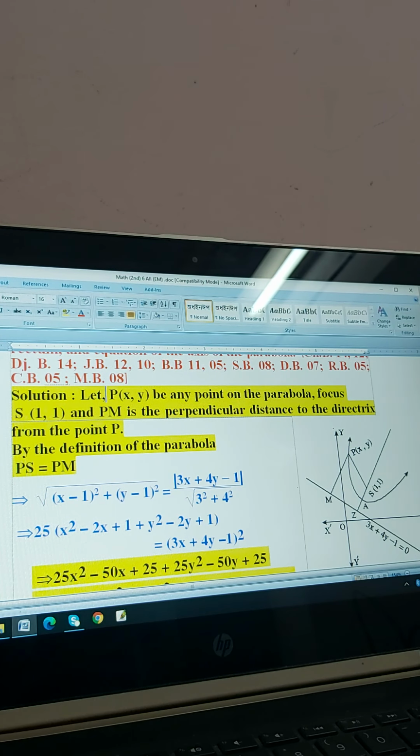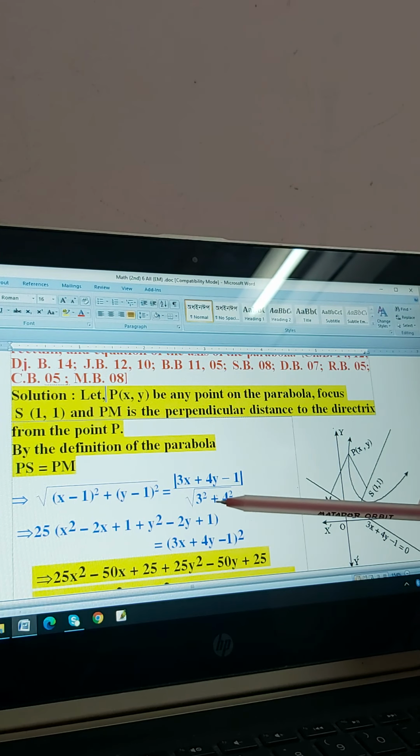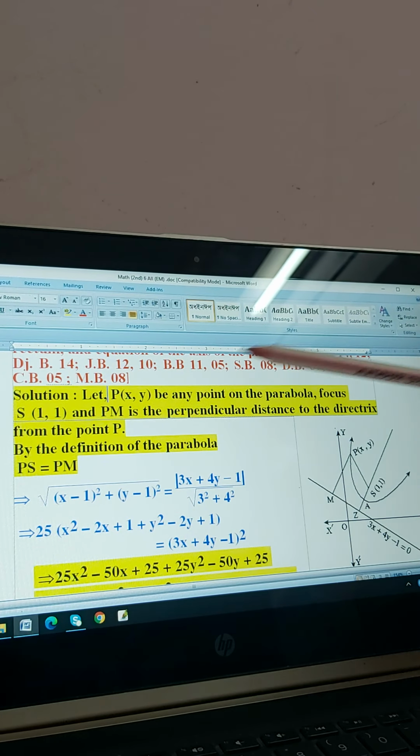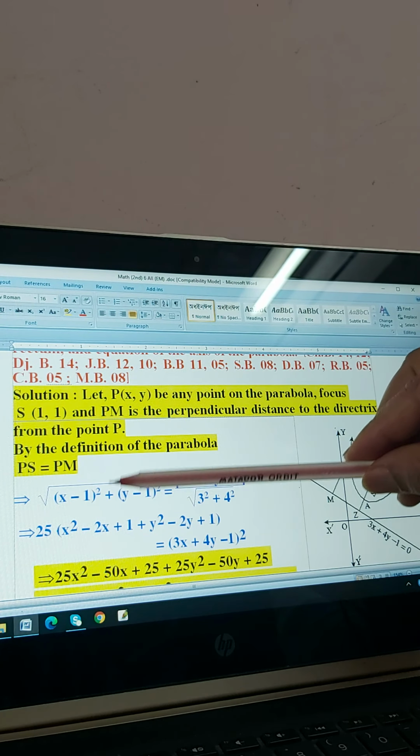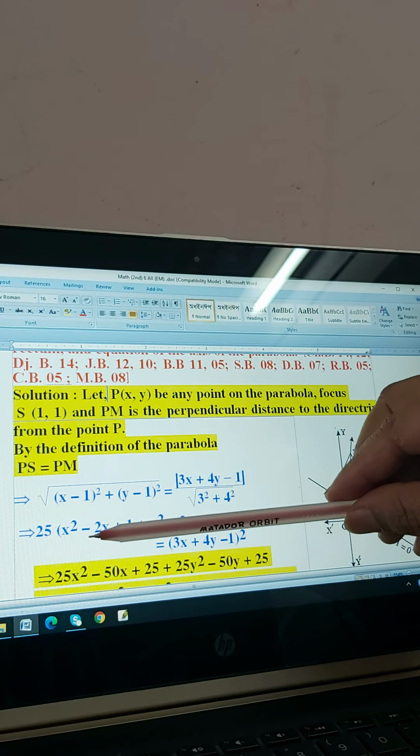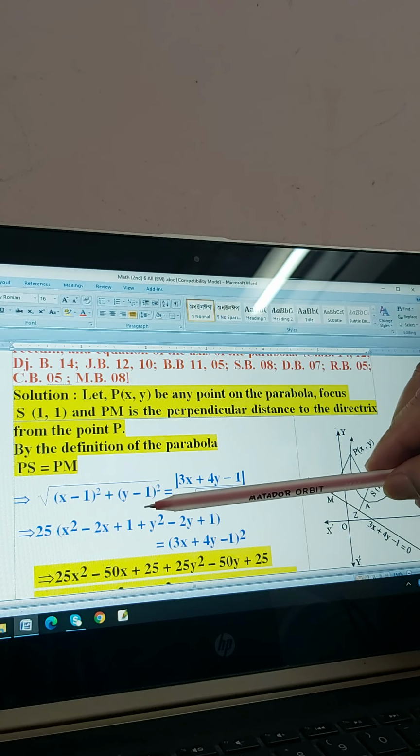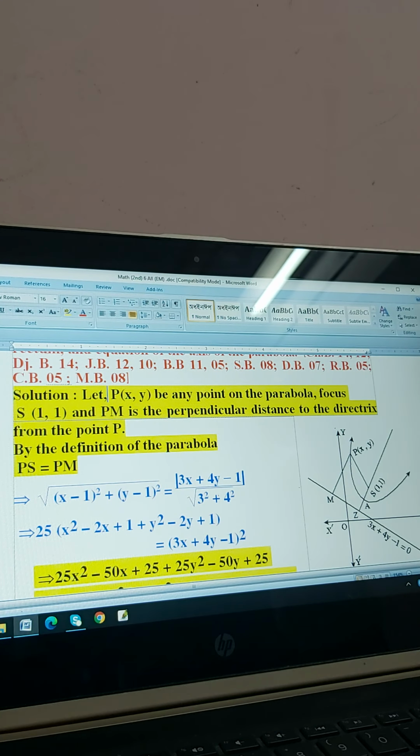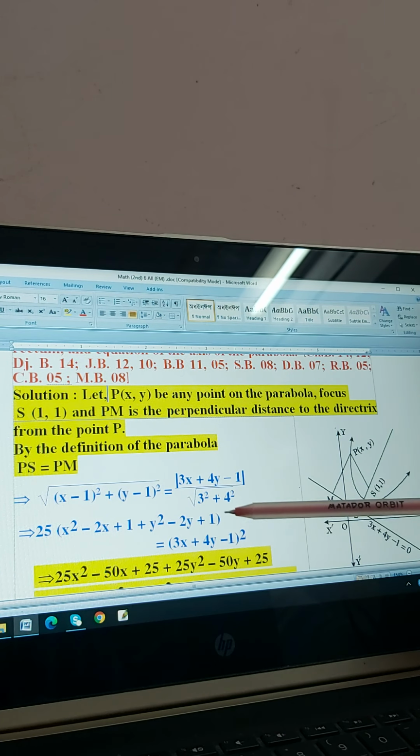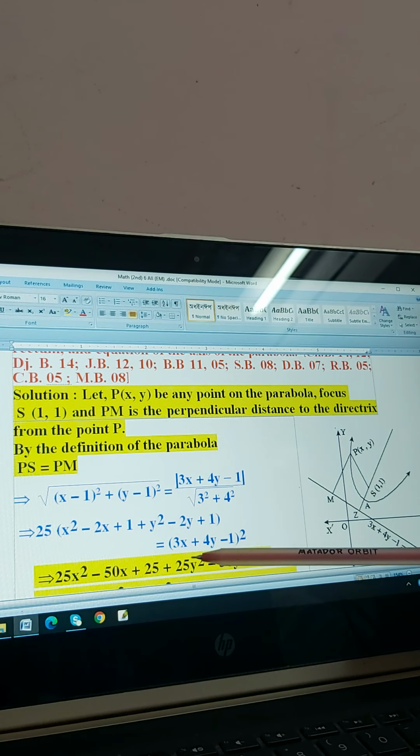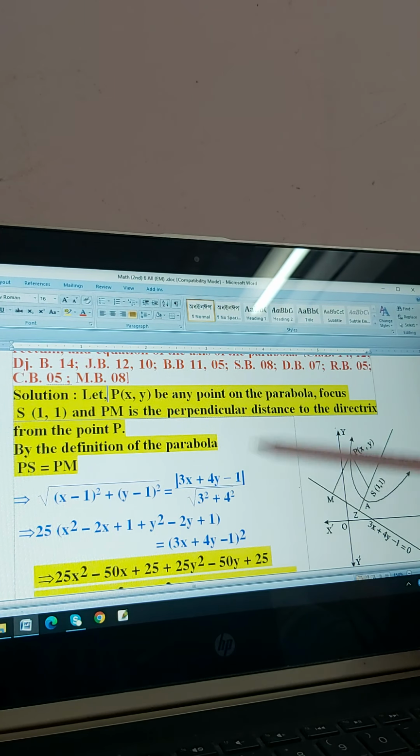Now for simplification, squaring on both sides, the square root of 25 becomes 25 after squaring and the root and square cancel. So 25 into (x minus 1) whole square, using (a minus b) whole square, that is x square minus 2x plus 1, plus y square minus 2y plus 1, equal to (3x plus 4y minus 1) whole square.